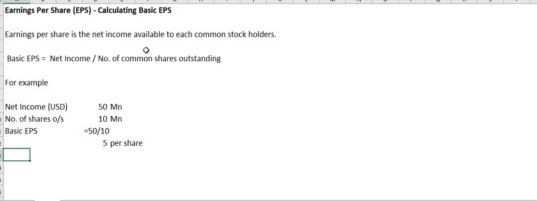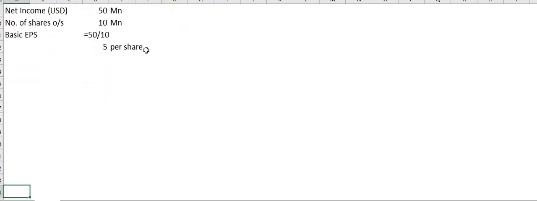So this is how we are going to calculate basic EPS. Basic EPS is your net income available to common shareholders divided by number of shares outstanding. But sometimes net income is not fully available to your common shareholders. When does this occur? This happens when we have some preference shares outstanding.